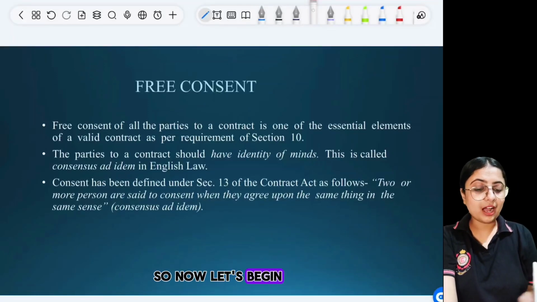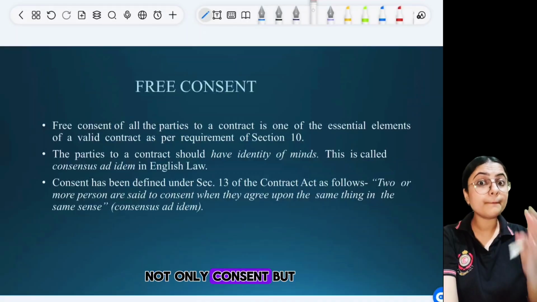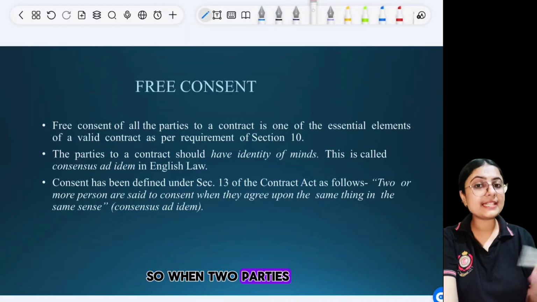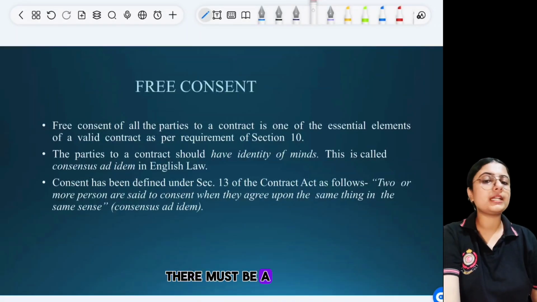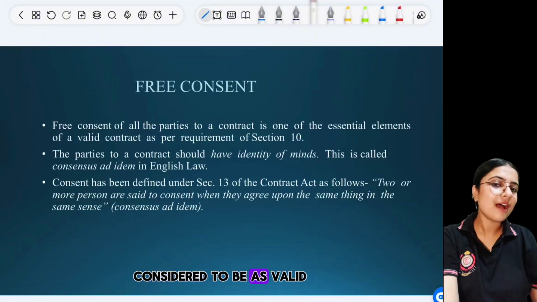So now let's begin with our second essential, that is free consent. Not only consent but free consent. So when two parties enter into a contract, there must be a free consent between those parties. Only in that case the contract will be considered to be as valid.